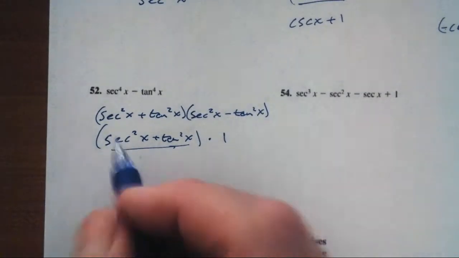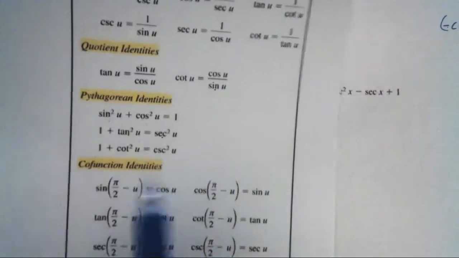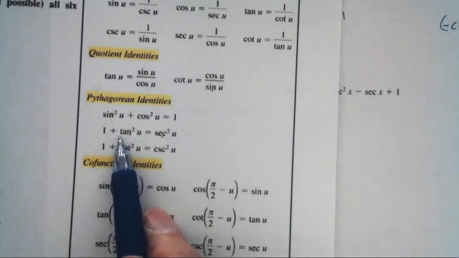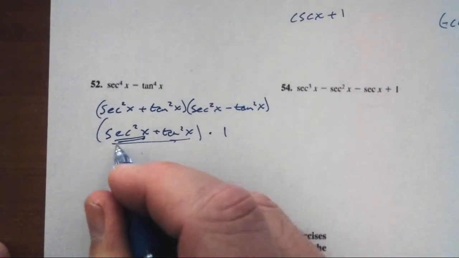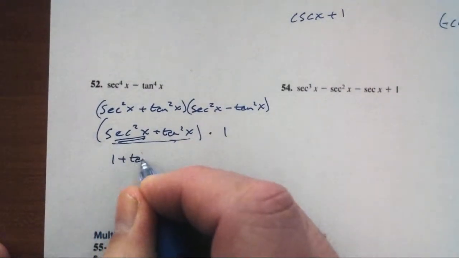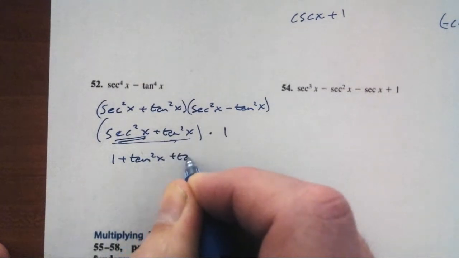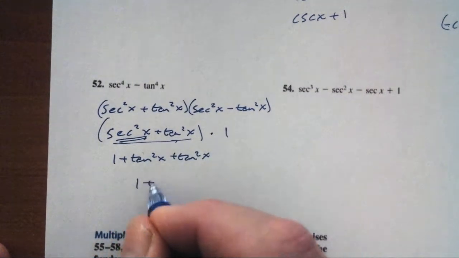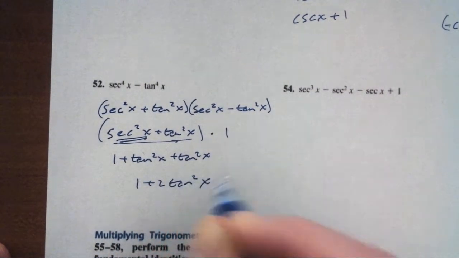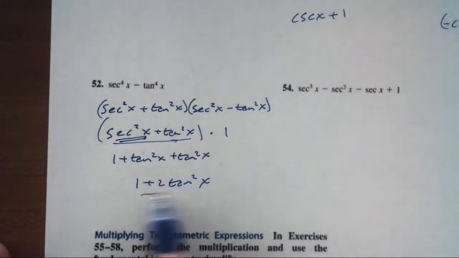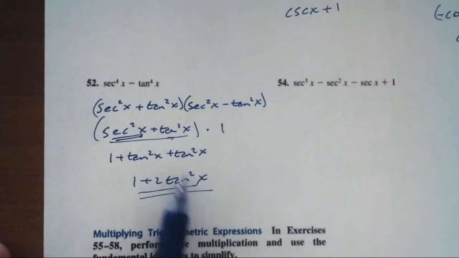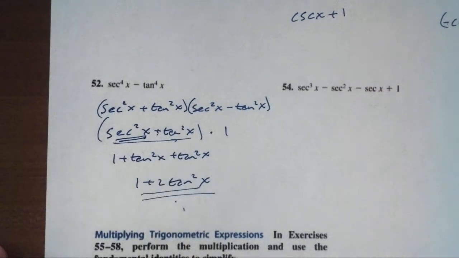However, we could also say secant squared is 1 plus tangent squared. We could also make this 1 plus tangent squared x plus tangent squared x, or 1 plus 2 tangent squared x. And I would suggest perhaps there's a good argument that that's more simplified than that. I'm not certain what the back of the book does.